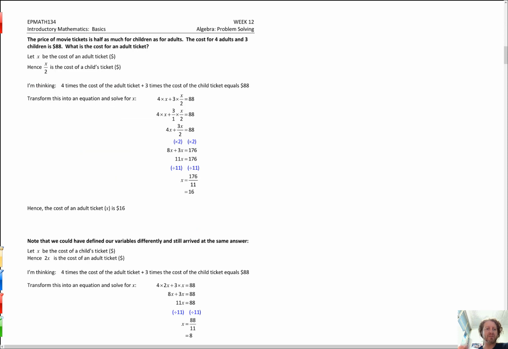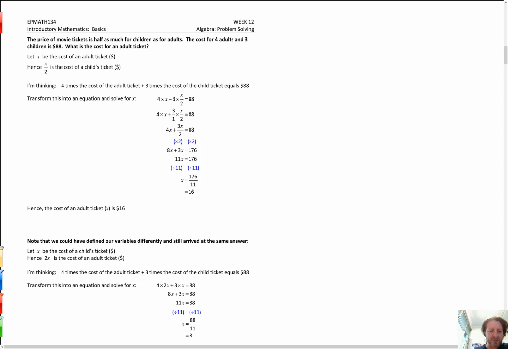Okay, let's do another one. The price of movie tickets is half as much for children as for adults. The cost for 4 adults and 3 children is $88. So there's 2 sentences so far, and each of those sentences contains some information that we need. Now, and then it says, what's the cost for an adult ticket? So it doesn't even ask me for the cost of a child ticket.